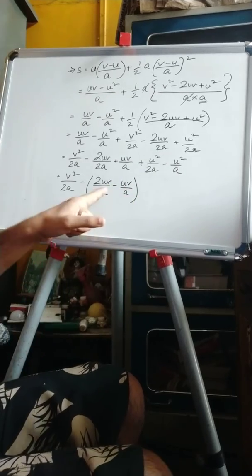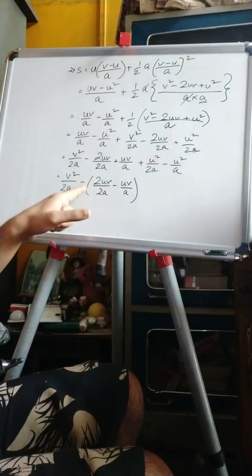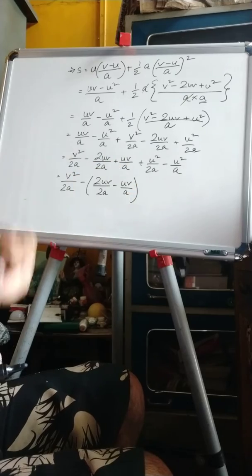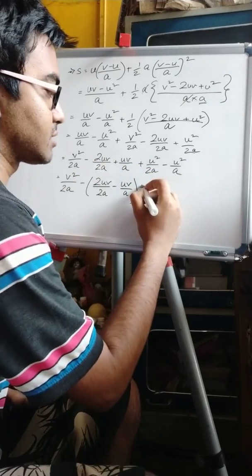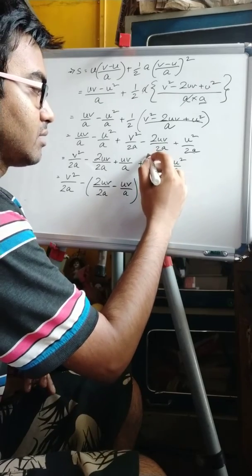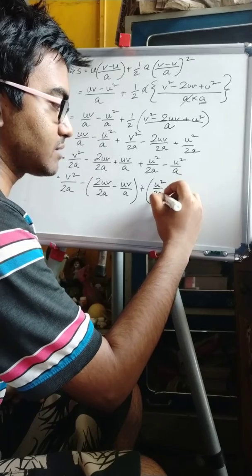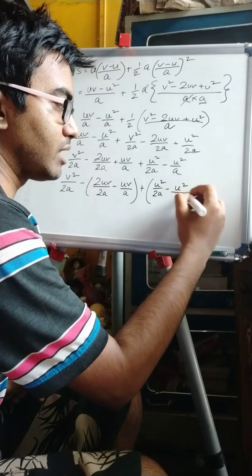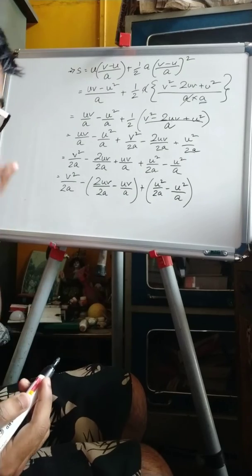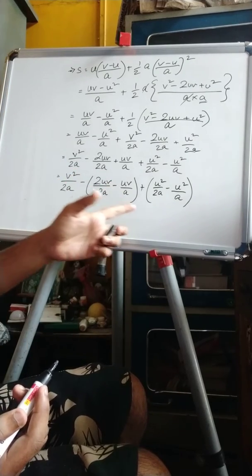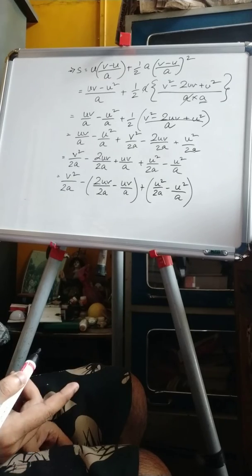If we remove the bracket, it will be again the same: minus of 2uv by twice a, and minus into minus would be plus uv by a. Am I clear? Plus, now we will keep this under a bracket. It means we have separated the equation in terms of the variables which are there in the equation, u and v. So I hope I am clear up to this. Now you can pause the video and practice accordingly.